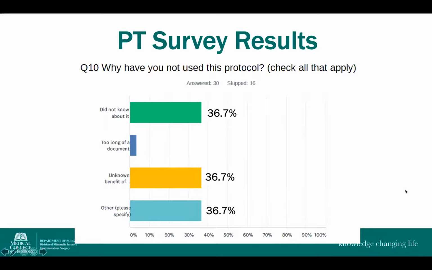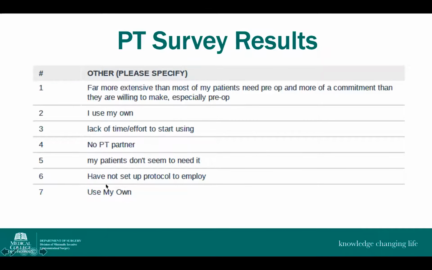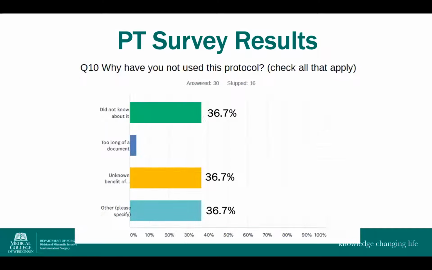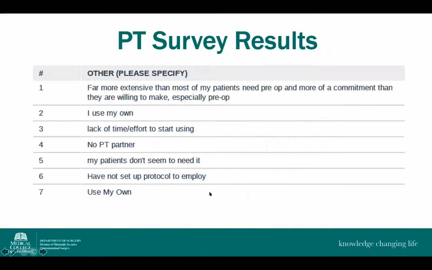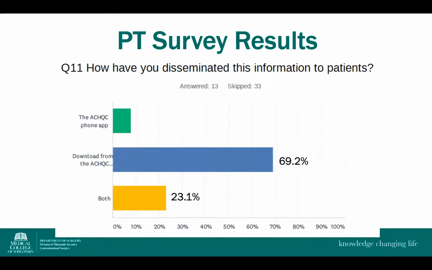And then when we asked for other responses, this is again a sample of what we got. So far more extensive than most of my patients need pre-op. I use my own, lack of time and effort, no partner from physical therapy. Patients don't seem to need it, have not set up a protocol, use my own. So you can see there's a vast majority of responses here. But this part is interesting that a third didn't know about it. And then the question is, how do we address these other surgeons, these ones who perhaps use their own or don't feel that they have a collaboration from physical therapy.